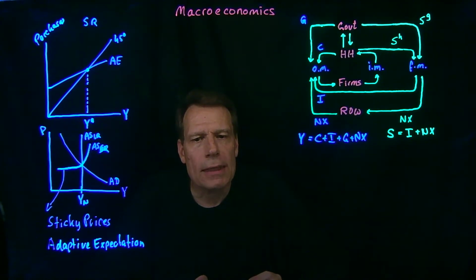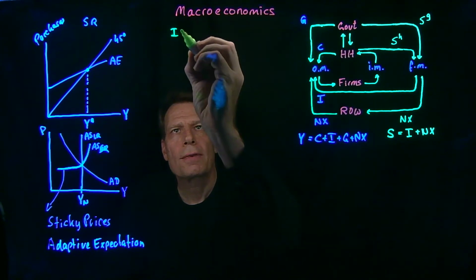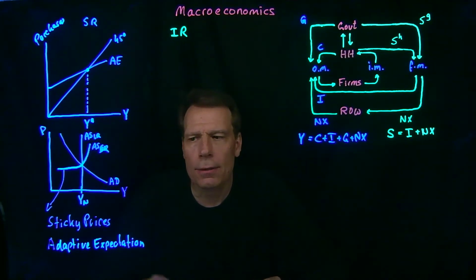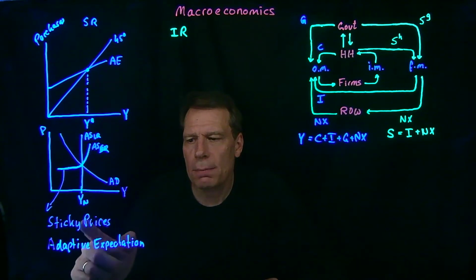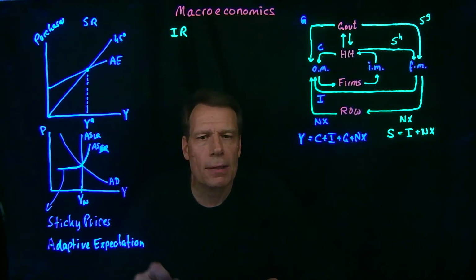Then we talked about the intermediate run. In the intermediate run, we no longer think about business cycles, because we now look at a period of 5 to 10 years where the economy has settled to the natural level of GDP. We no longer think about sticky prices because we think markets are clearing. And we no longer think about adaptive expectations because expectations will settle over that period. We found that money is neutral over that period. There's no role for monetary policy.